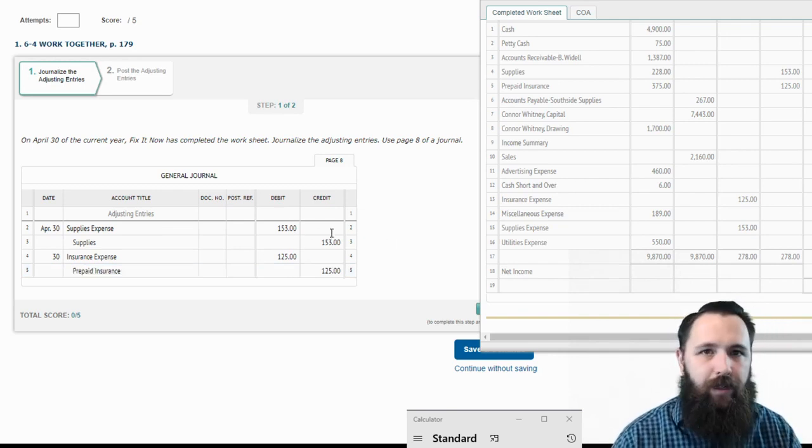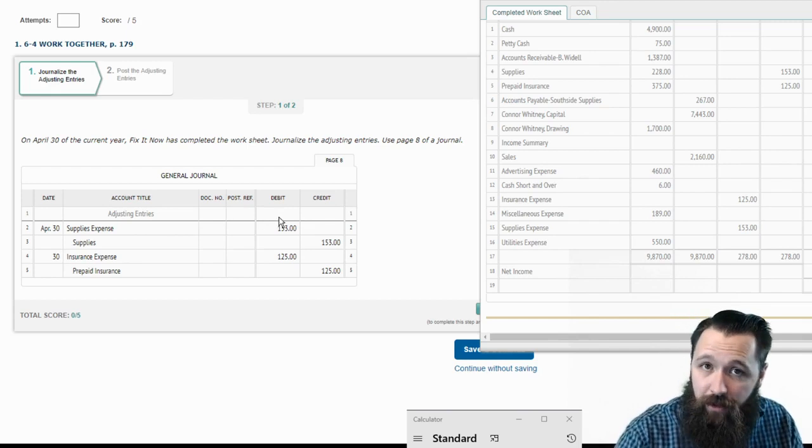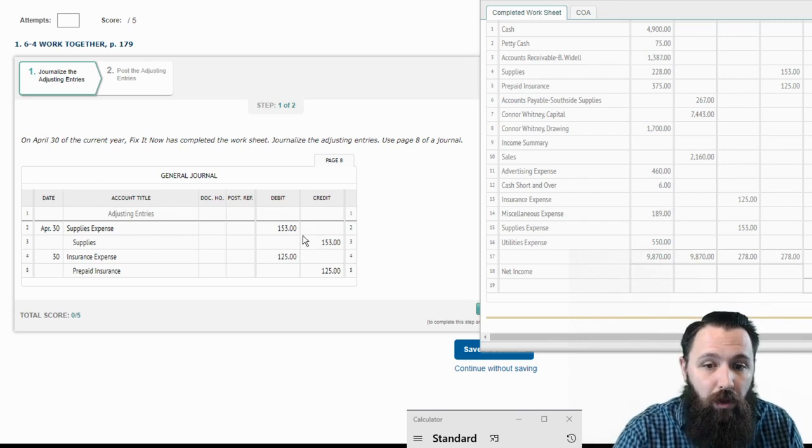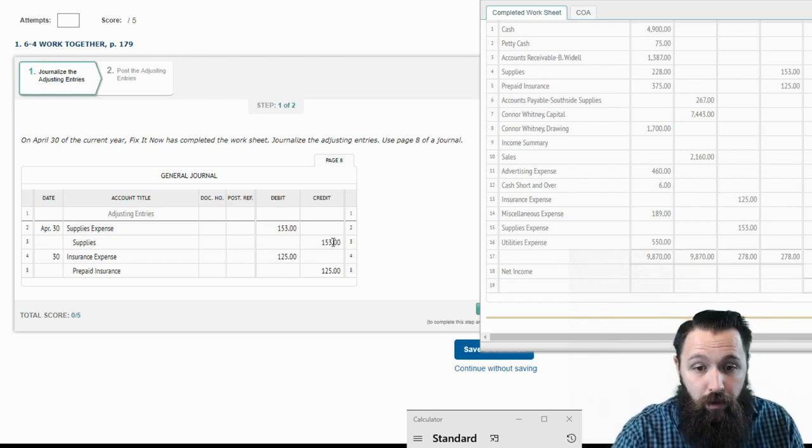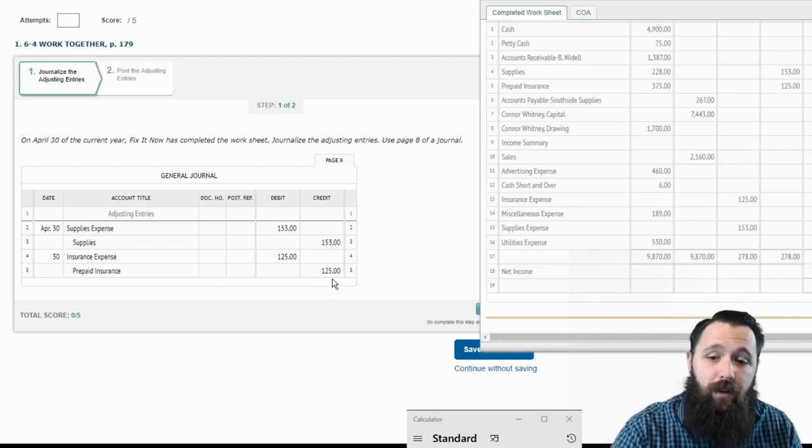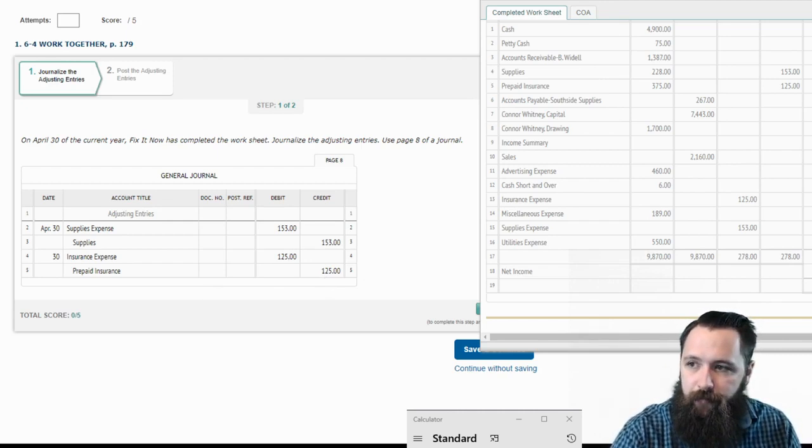Well, supplies expense, it's an expense. It has a normal debit balance, so it is being increased. Supplies expense gets increased. Supplies, having a normal debit balance, is going to be decreased because it's being credited. So we're decreasing our supplies. Insurance expense is increasing, and prepaid insurance is being credited, so it is decreasing.